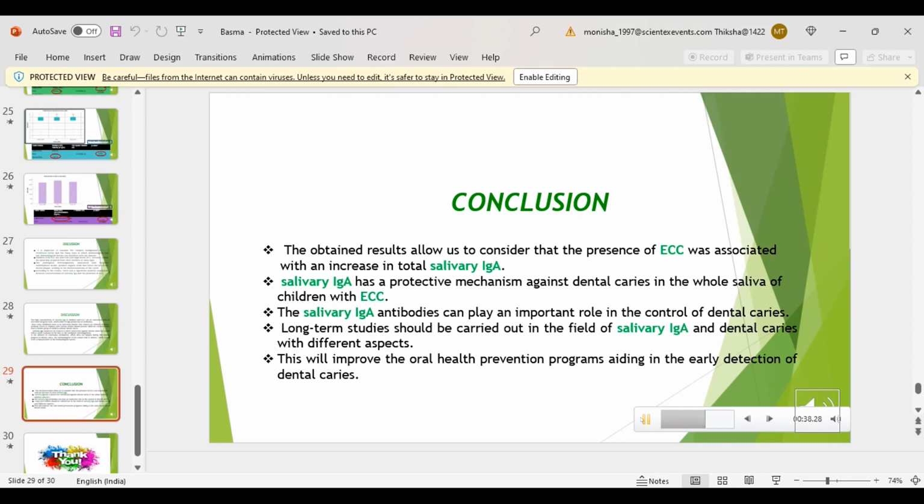Of course, longer-term studies should be carried out in this field for investigating more on salivary IgA and dental caries from different aspects. This for sure will improve the oral health prevention program, aiding early detection of dental caries.